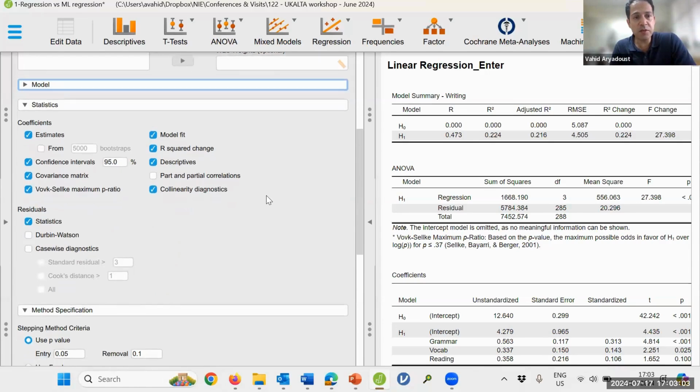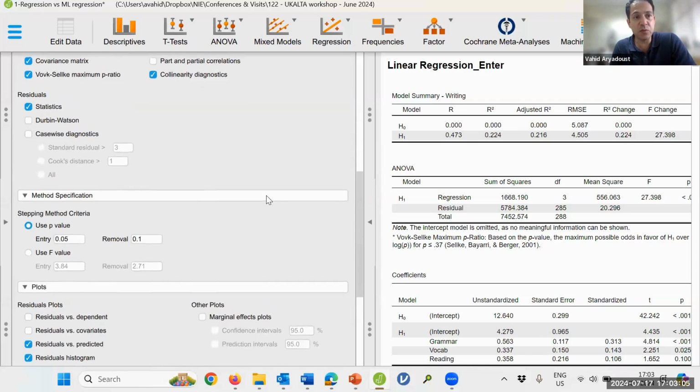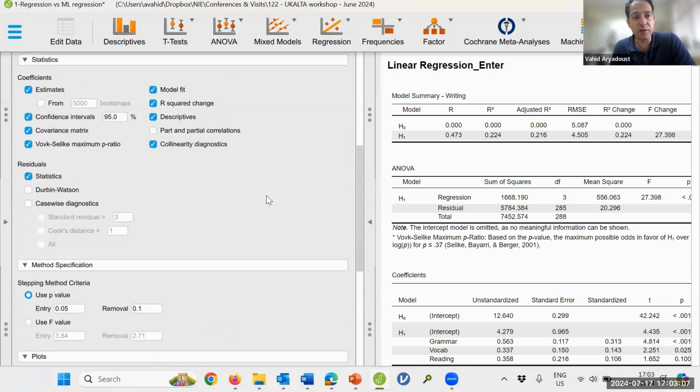Now, what kind of statistics do we want to get in our regression analysis? Well, here are the things that we really need to get for our regression analysis. One of them is the estimates. Estimates are coefficients, the confidence intervals, and also, of course, the p-values will also be calculated. The next thing is, if you like, you can also look at the covariance metrics.